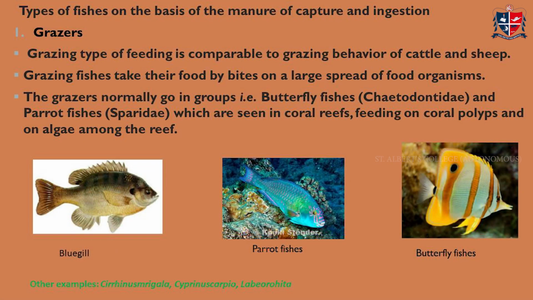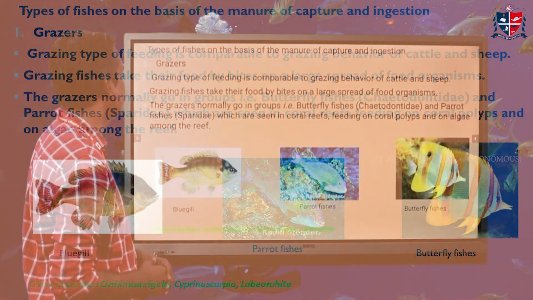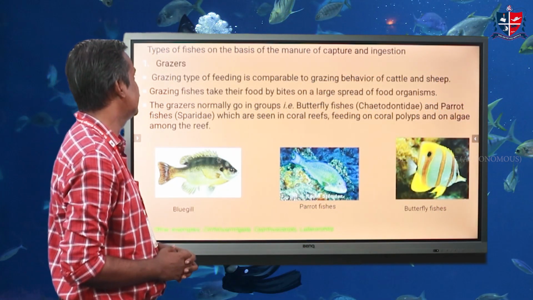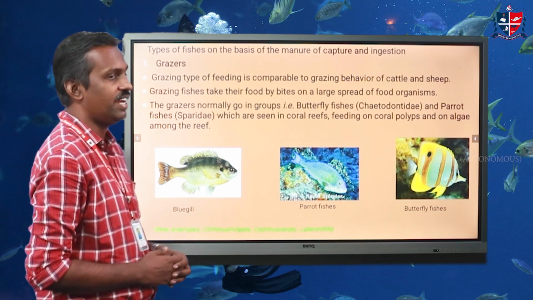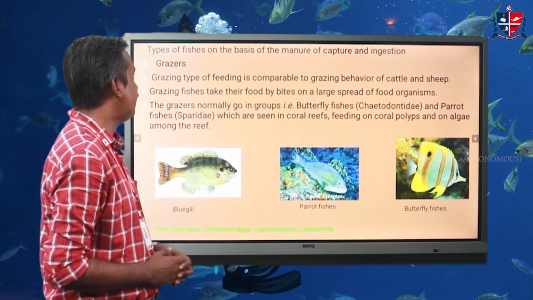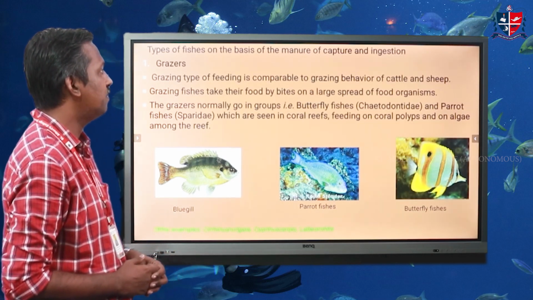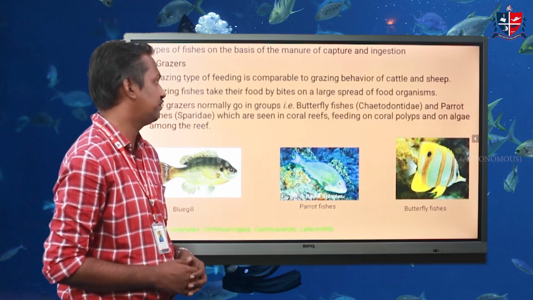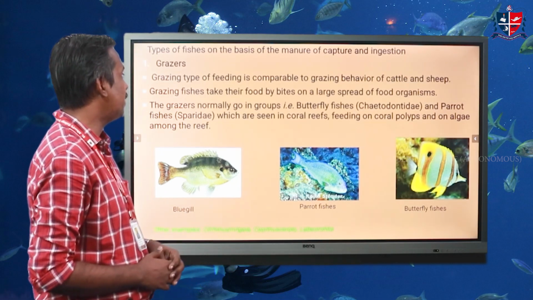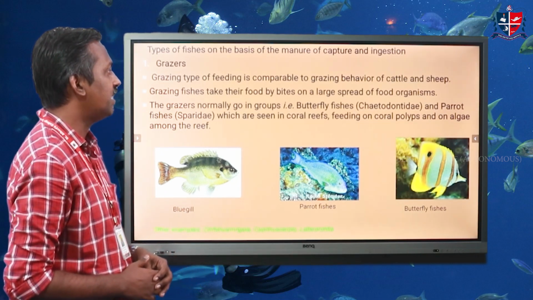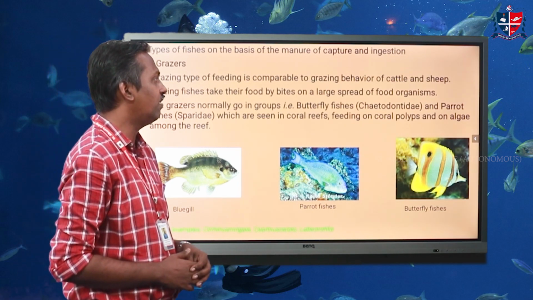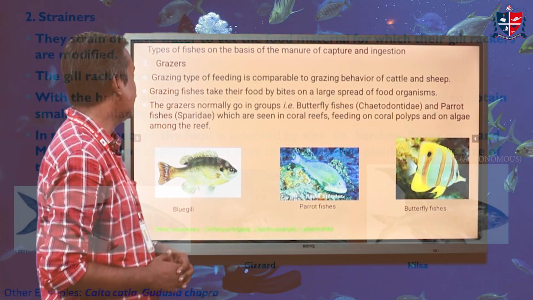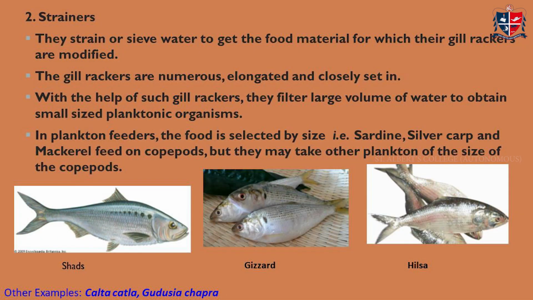On the basis of manner of capture and ingestion, fishes are classified into several types. The first one is grazers. Grazing type of feeding is comparable to the grazing behavior of cattle and sheep. Grazing fishes take their food by bites on a large spread of food organisms. The grazers normally go in groups. Examples are butterfly fishes and parrotfishes, which are seen in coral reefs feeding on coral polyps and on algae among the reef.